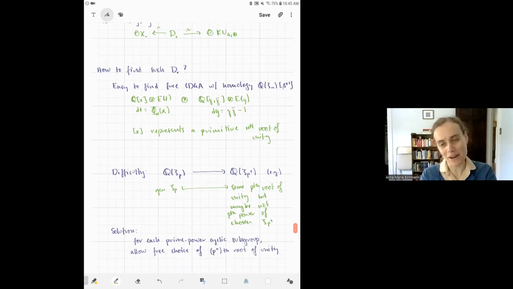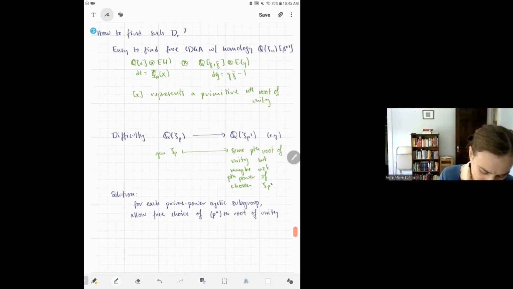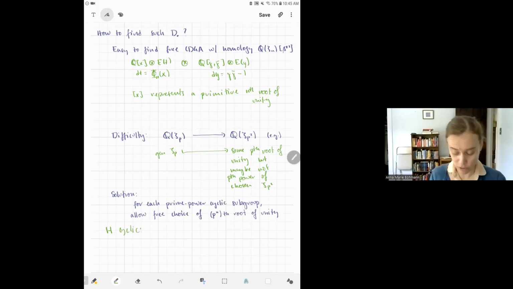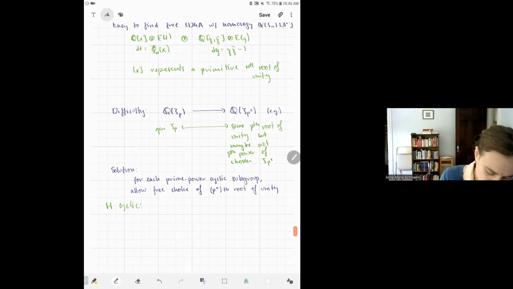So the solution is that you have to make all the possible choices. If you want to have room to have this sort of initialness type mapping property on those maps, you have to add the ability to have a free choice of p to the nth roots of unity for every p and every n. And the way that you do that is as follows. So I'm just going to mostly tell you what happens when H is cyclic, what chain complex you choose, what CDGA you choose.